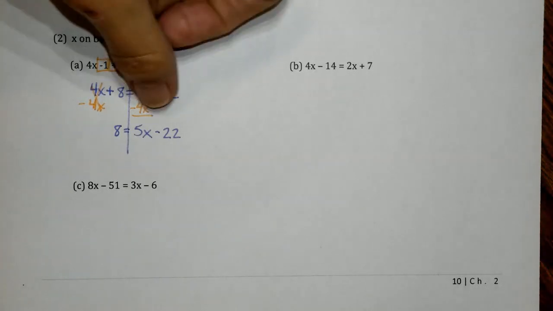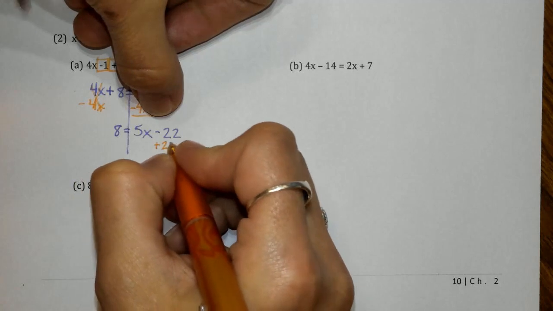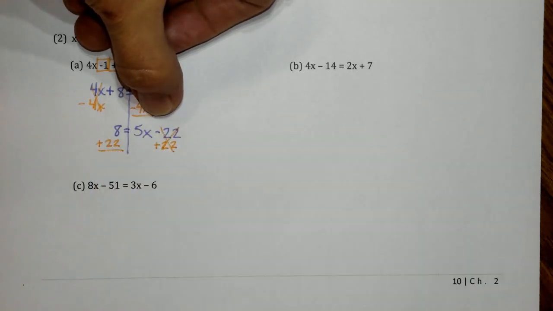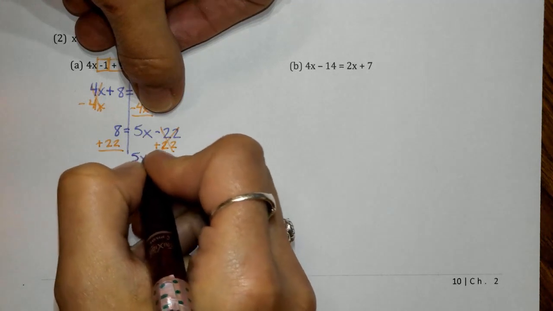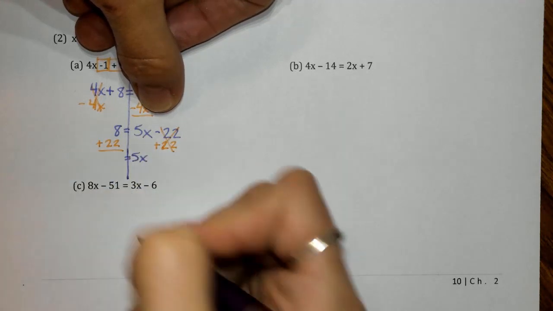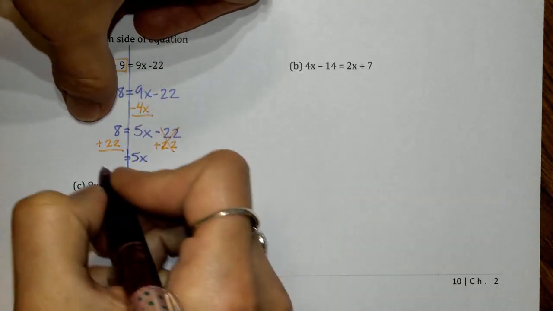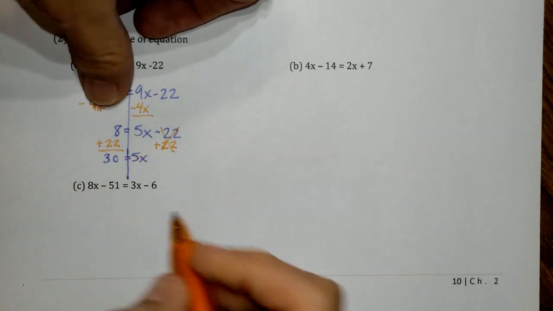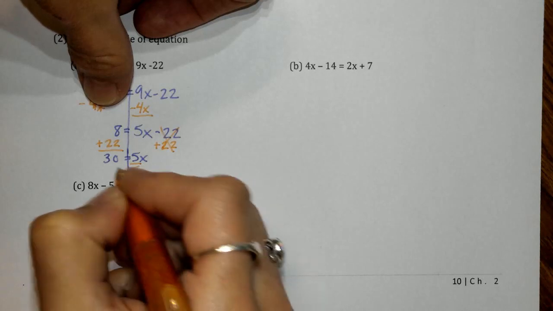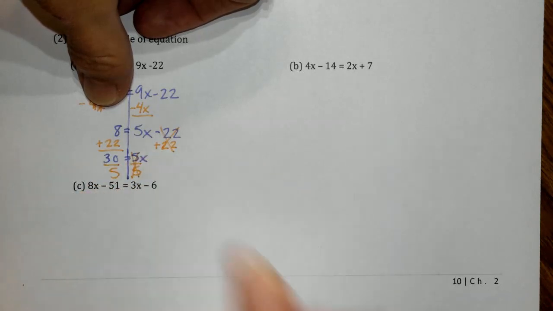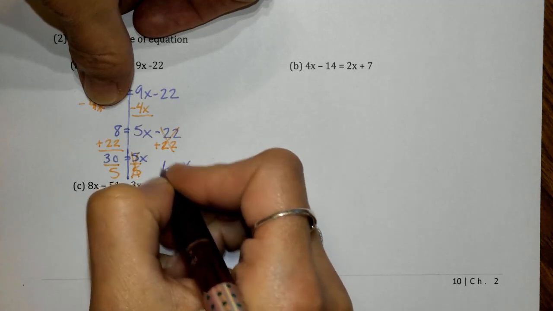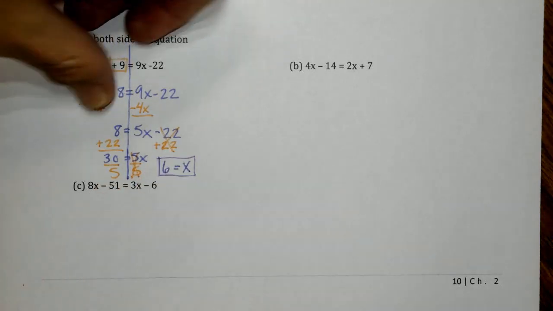We need to get rid of that minus 22. How do we do it? We add 22. We're going to bring that 5x down, bring down our equal sign, and 8 plus 22 is going to give us 30. Last step as I run out of room, divide both sides by that coefficient of 5. And we're going to wind up with x equals 6.